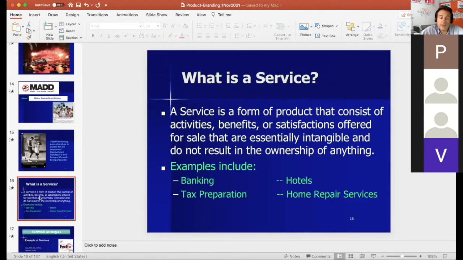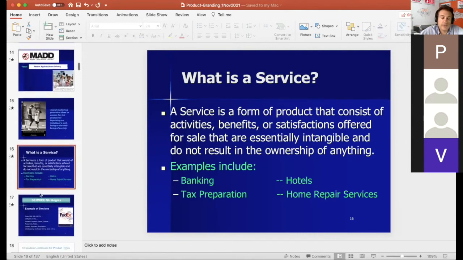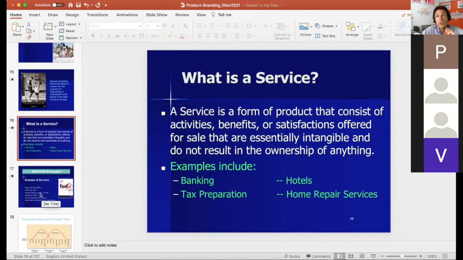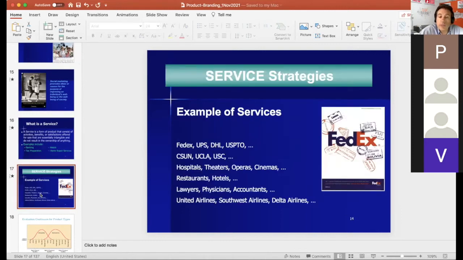And so, what is a service? A service is a product. It's a type of product which consists of activities, benefits, or satisfaction offered for sale, which are essentially intangible. So a concert is a service. A hotel is a service. A haircut is a service. A repair, someone repairs your fridge, is a service. Someone transports you, like Delta Airlines, is a service. Also FedEx is a service. They'll be moving your goods.